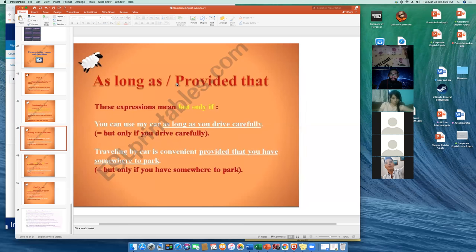Now, these two mean, but only if. You can use my car as long as you drive carefully. You can use my car as long as you put gas in it. Traveling by car is convenient, provided that you have somewhere to park. So, you can use "as long as," or you can say "provided that."